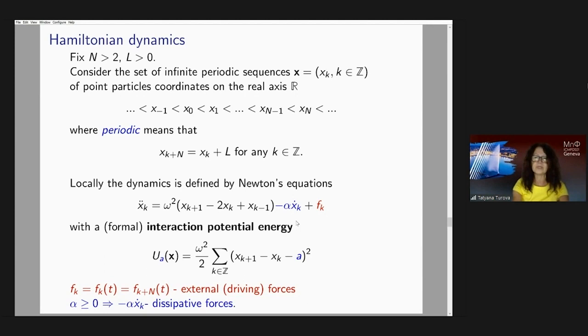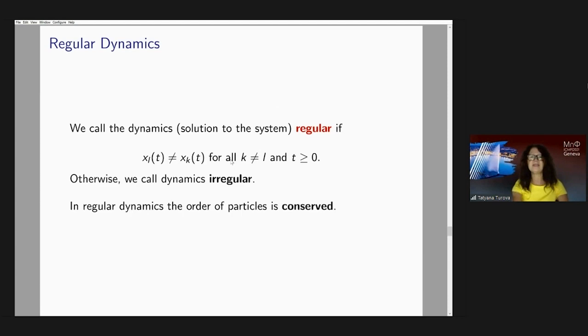The question is, can we find conditions for this system to be periodic? Periodicity here means that x_{k+n} equals xk shifted by L. Why do we need periodicity? Having this periodicity, we might also consider this system as a system on a finite circle of length L. And then shifting on R is the same as looking for the flows on the circle. So we can find the sufficient conditions for the dynamics to be regular.